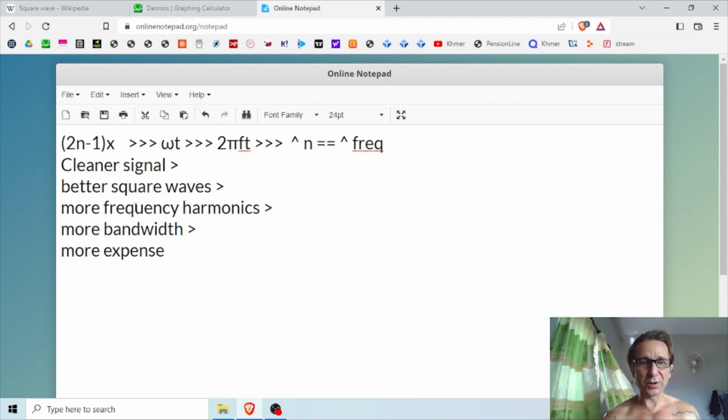Now, to have the best square waves, we need to use the most frequency harmonics we can possibly use. But when we do that, we're increasing the bandwidth we need to use. And when you increase the bandwidth, you're going to have to use a more expensive medium of communication. So, i.e., you might have to use fiber optic instead of coax. And like everything in engineering, better bandwidth, more expensive medium. So there's always compromises to be made.